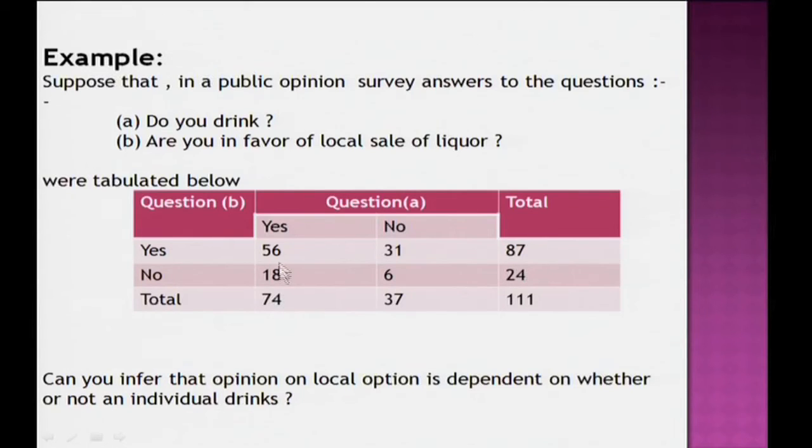These are observed values, you can calculate expected. Now, expected for 56 would be row total 87, column total 74, so 87 into 74 by 111. Corresponding to 31 would be 87 into 37 by 111. For 18 it would be 24 into 74 by 111. For 6 expected would be 24 into 37 by 111. That will give you expected. These are all 4 observed values.